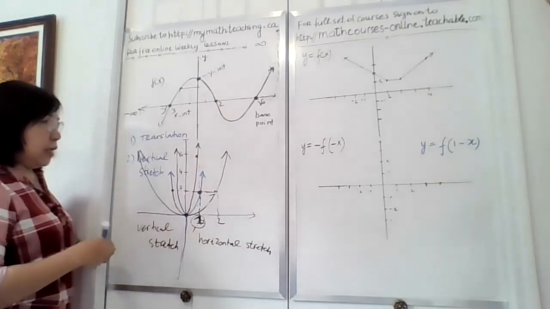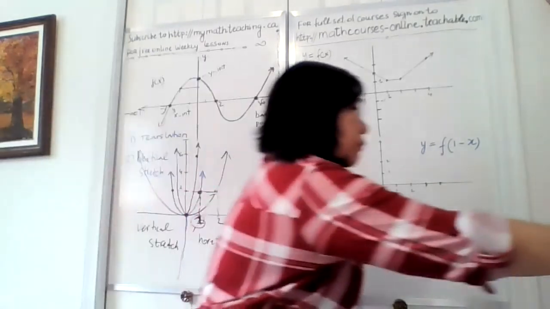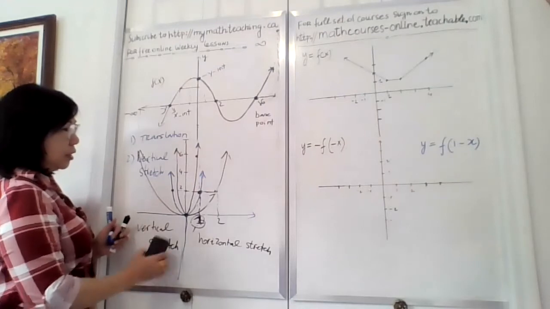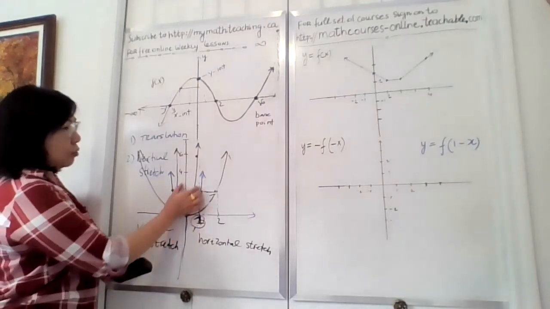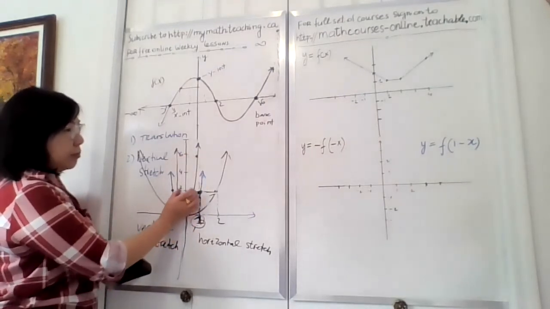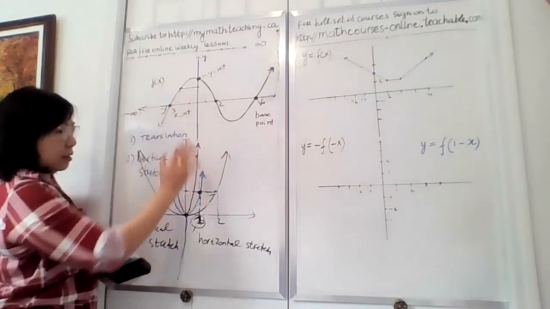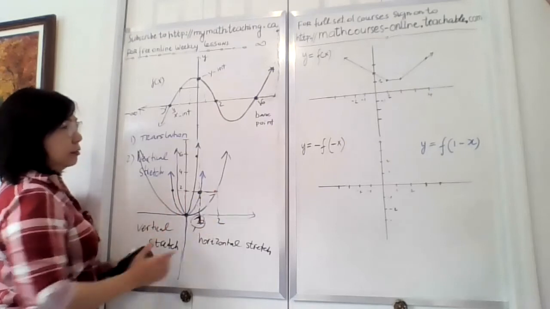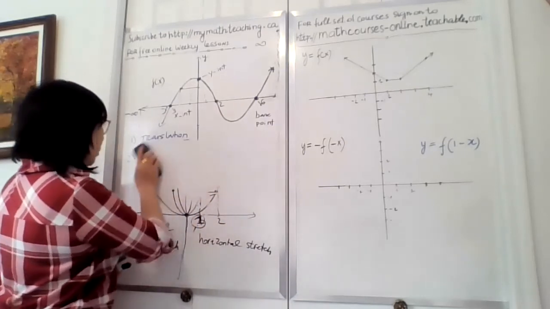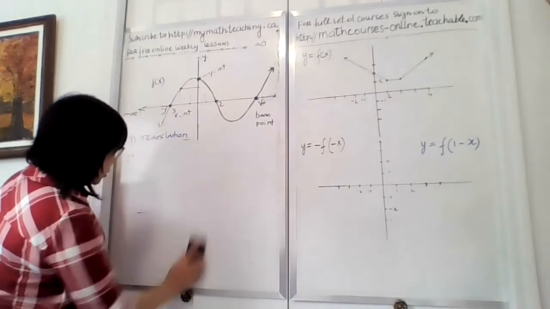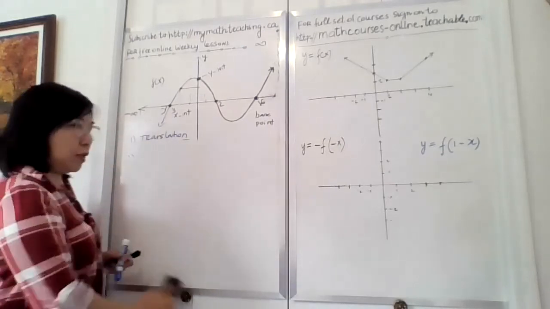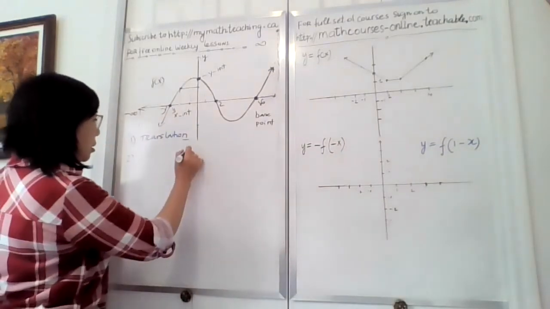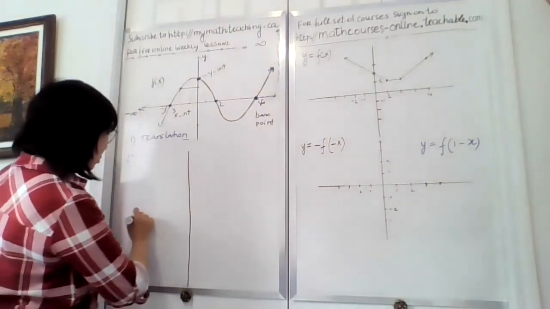And there is another type of transformation, right? These are the vertical stretch and horizontal stretch. If we stretch the y, we know the graph looks taller and skinnier. If we stretch the x, we know the graph looks wider, right? Now, what is another type of transformation we will learn in this unit? We will talk about the reflection.